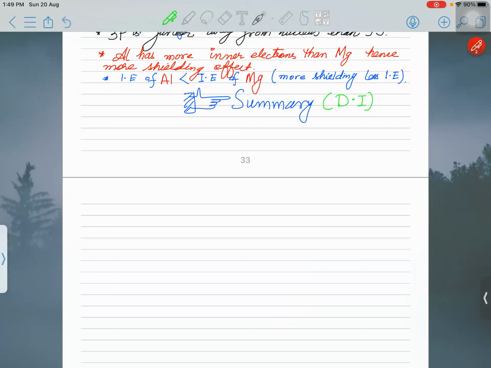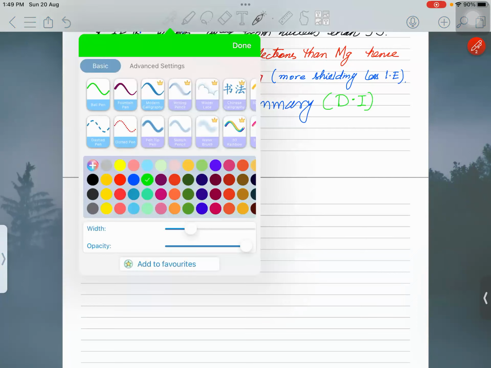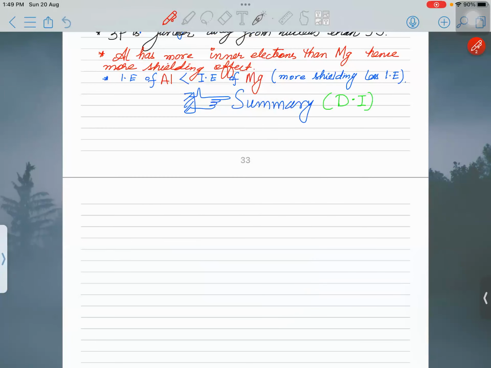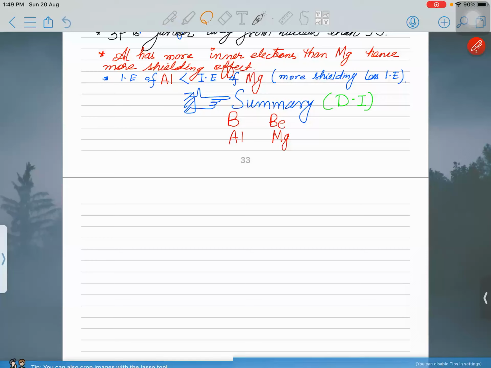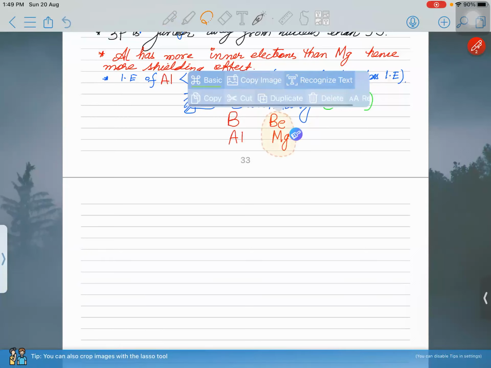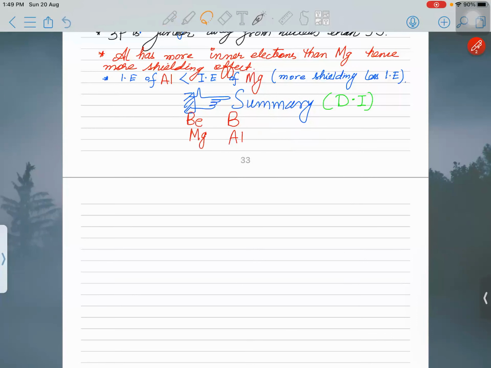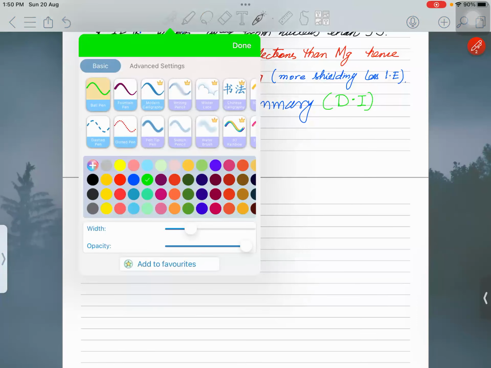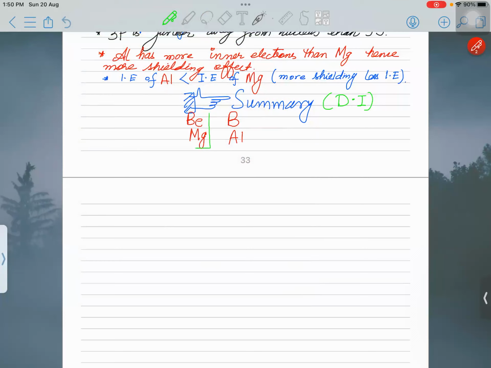So, here we have boron and beryllium. Here we have aluminum, here we have magnesium. This is group 2. Can anyone tell me which one has more energy, beryllium or boron?